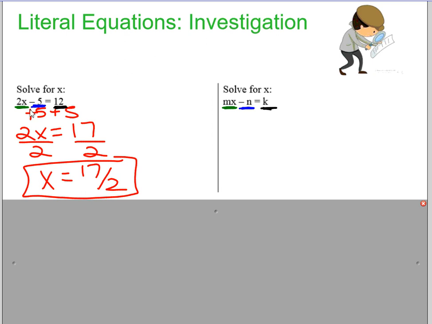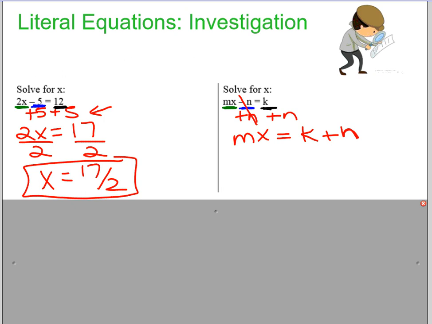So we're going to solve the equation on the right very similarly to how we solved the equation on the left. On the left, we added 5 to both sides first, correct? So on the right, we're going to get rid of this part that we have in blue here. We are going to add n to both sides. Now minus n plus n, they cancel each other out. So over on the left side of this equation, I have mx is equal to. But then over on the right, I have k plus n. Now those are not like terms, they can't be combined. But I can just write my answer as k plus n.